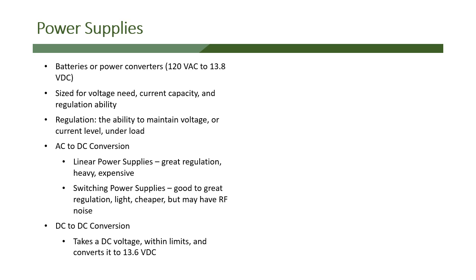And then we have DC to DC conversion, which takes DC voltage within certain limits and converts it to 13.6 volts. So if you've got a sealed lead acid battery, which is putting out about 12.6 volts, but your equipment runs best at 13.6 volts, you can use a DC to DC converter to boost it up to 13.6 volts. However, the way it does that can produce some RF noise. So there's a trade-off there.